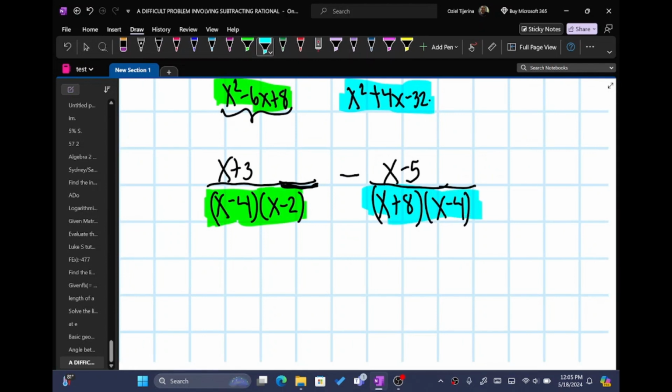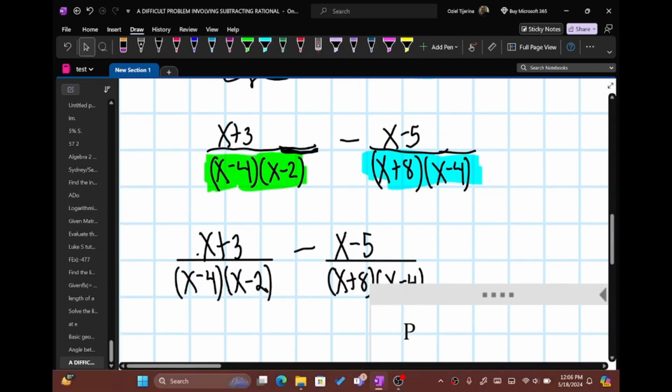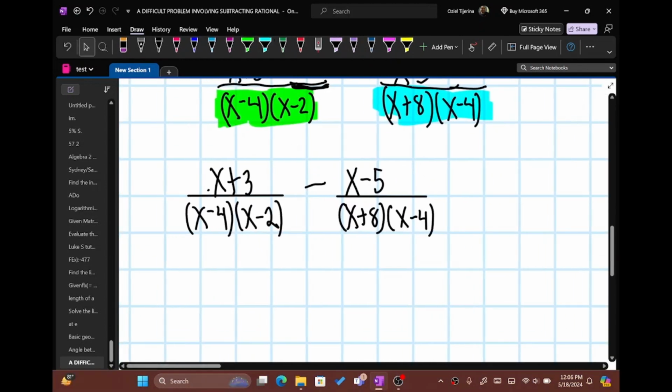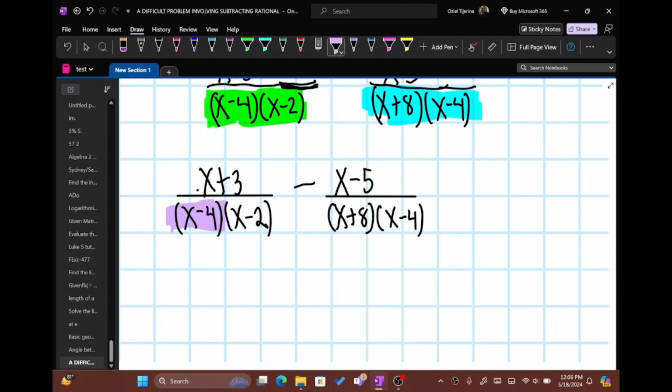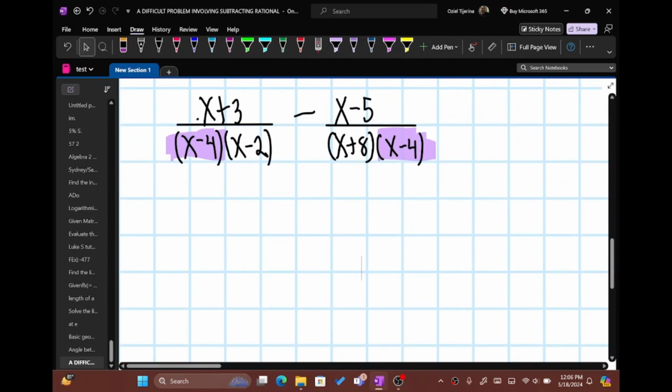Now let me go ahead and rewrite this problem off camera, so give me a second, guys. Alright, so the one thing that I want to emphasize, guys, is that we can get out an x minus 4. So we can factor that out, but it's going to be 1 over. So I just want to show y'all why really quick.